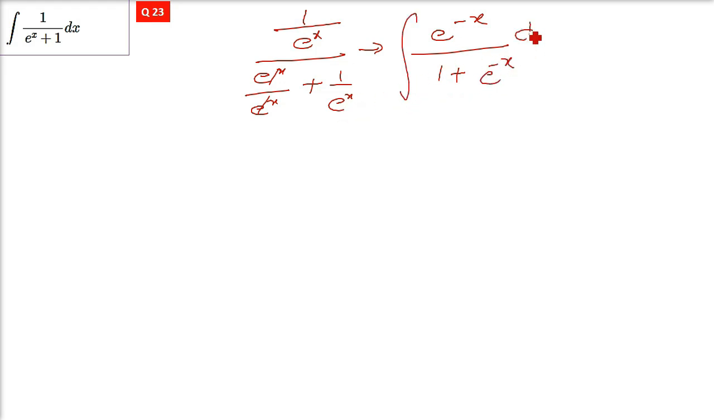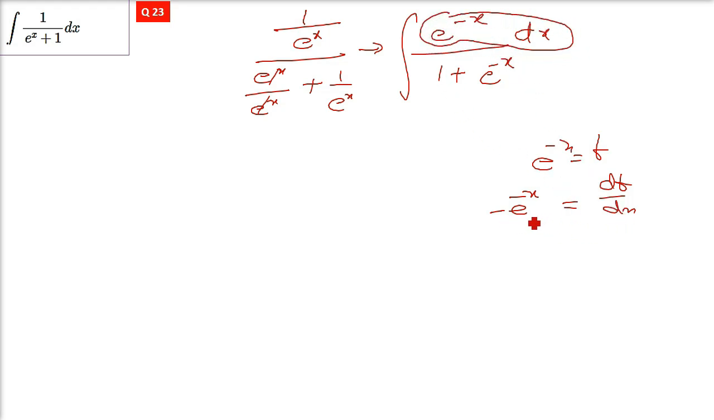Now what do you get here? Just put e raised minus x equals t. That's very obvious now, because in the previous question, if you followed it, dt by dx is e raised minus x, and the differentiation of negative x is going to be negative 1. So we need e raised minus x into dx. When you cross multiply, e raised minus x into dx is equal to negative dt, and the numerator is going to be negative dt.